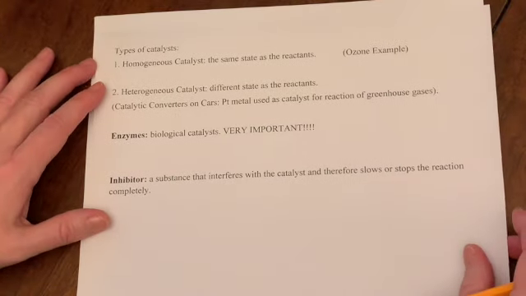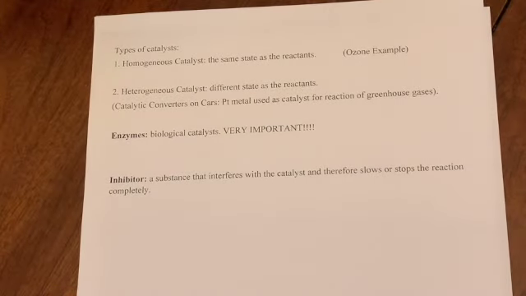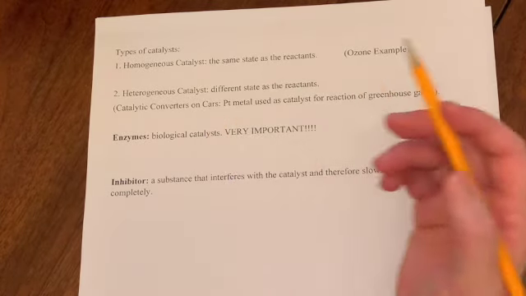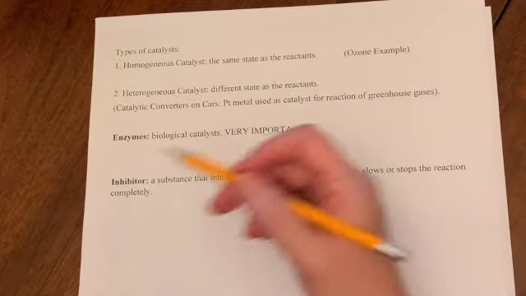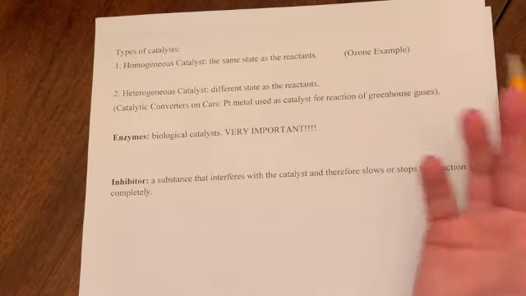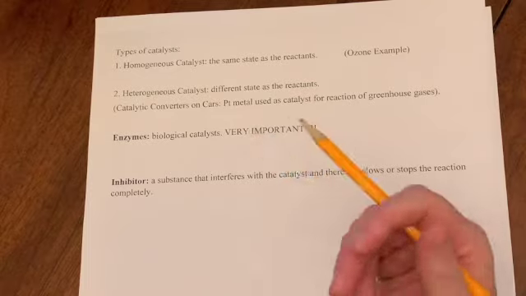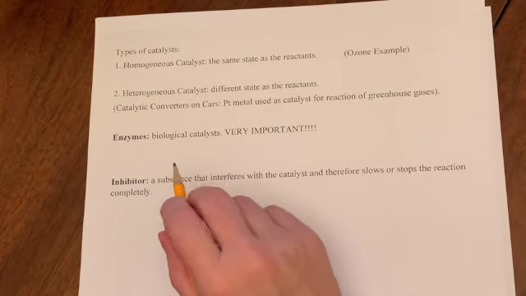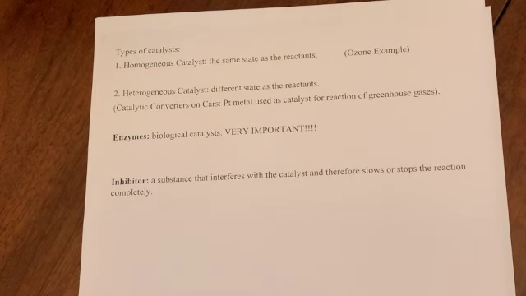Last up, let's talk about our different types of catalysts. We can have what are known as homogeneous catalysts. A homogeneous catalyst just means it's the same state as the reactants. In our ozone example, all of those were gases, so our nitrogen monoxide, our NO, is considered a homogeneous catalyst.